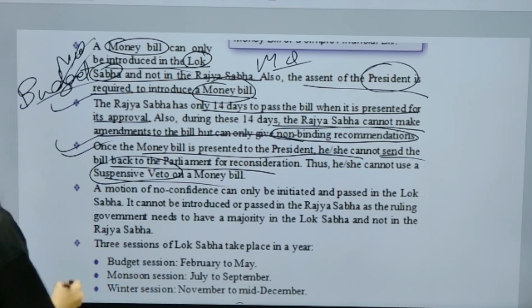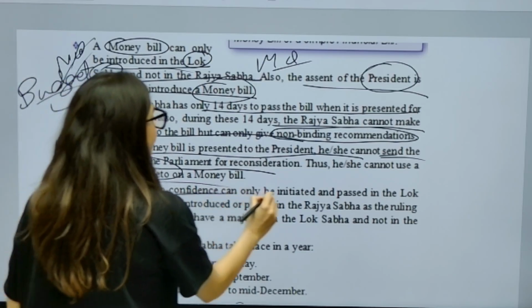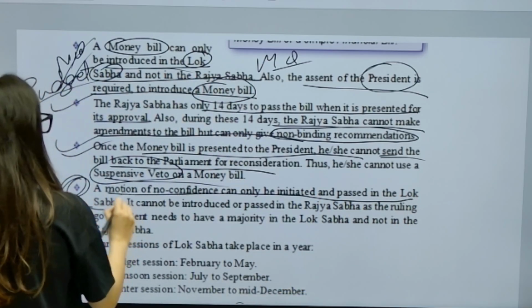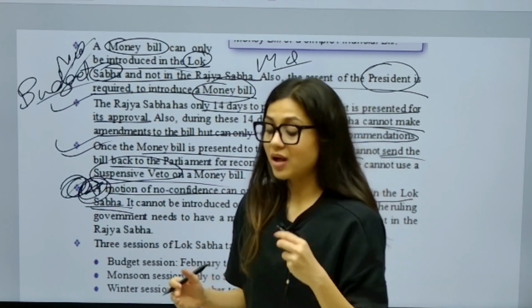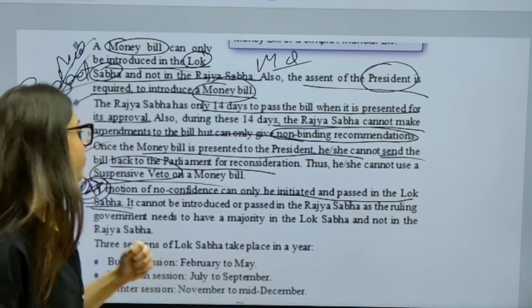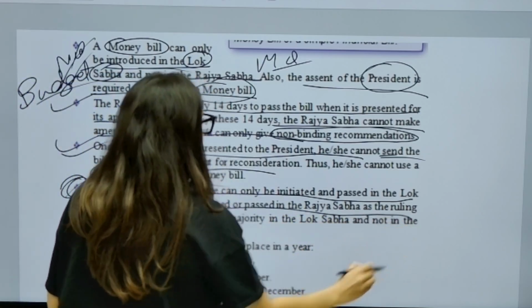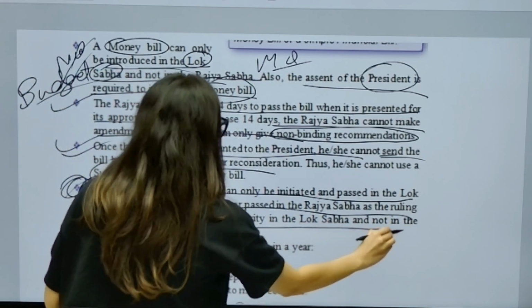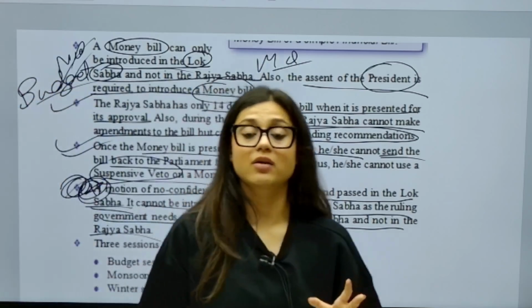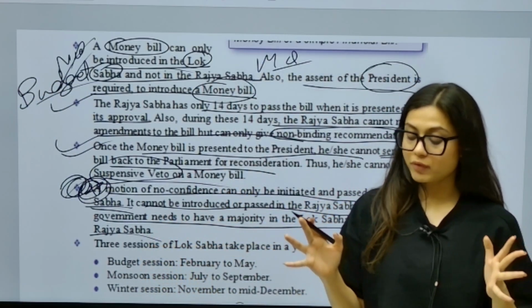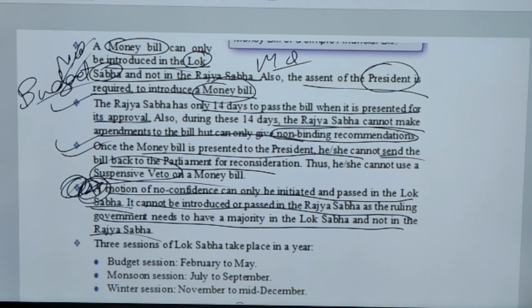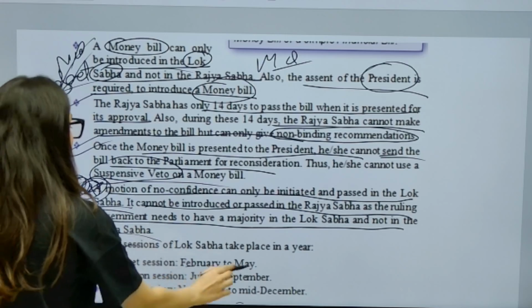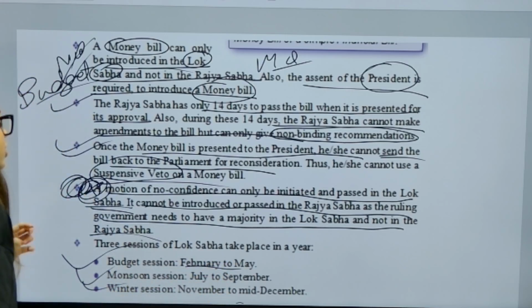Okay. Then the next important MCQ is no confidence motion can only be initiated and passed in Lok Sabha. This you have to remember. No confidence motion is to see whether the government has majority or not. So it cannot be introduced in Rajya Sabha as the ruling government needs to have the majority in Lok Sabha, not the Rajya Sabha. Then there are 3 sessions of Lok Sabha: the budget session in February, monsoon session in July, and winter session November to mid-December. 3 sessions you have to remember.